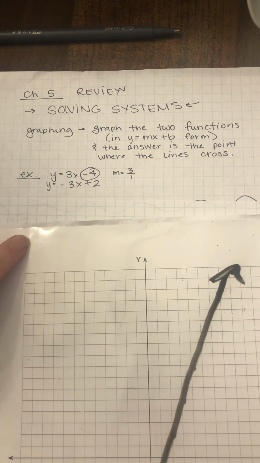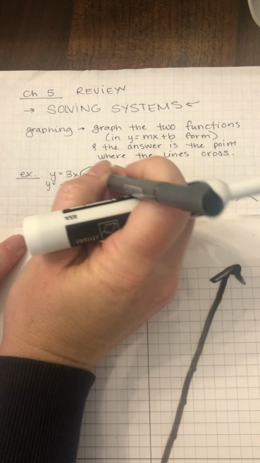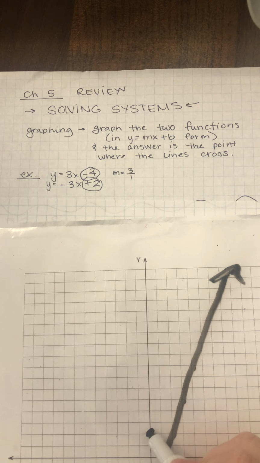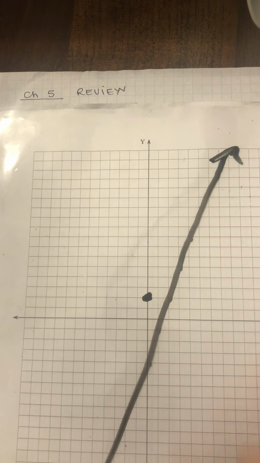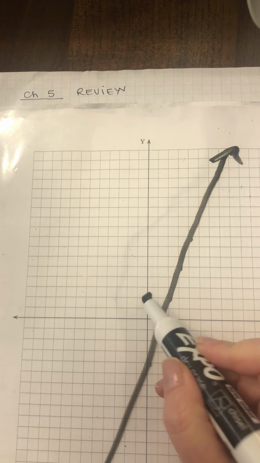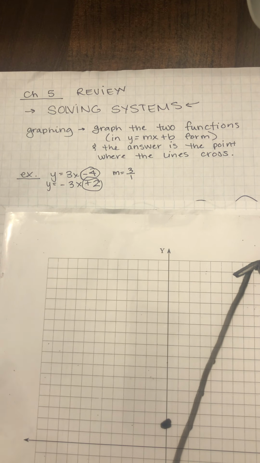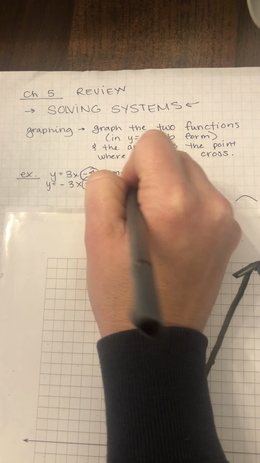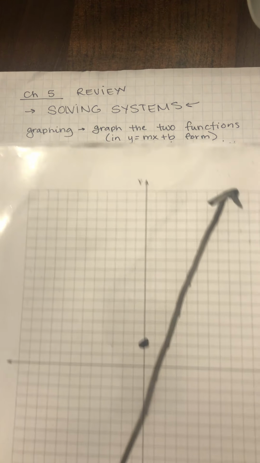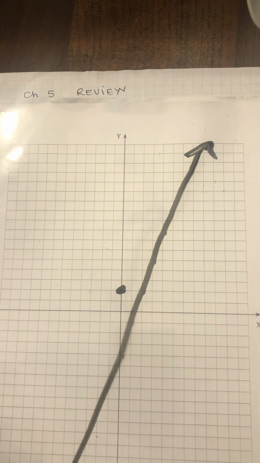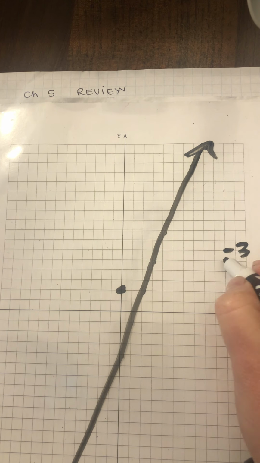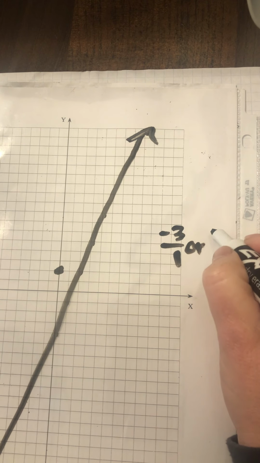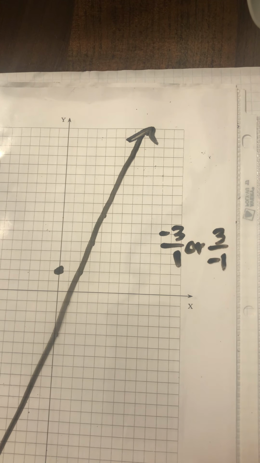The second one, I'm going to start for this one on +2. So from 0, I'm going to go up 2, and that's my first point. And my slope for this one is -3. So I'm going to go -3 over 1. So there's two ways that I could graph this. -3 over 1, or I could do 3 over -1.